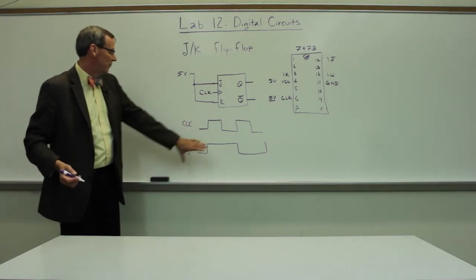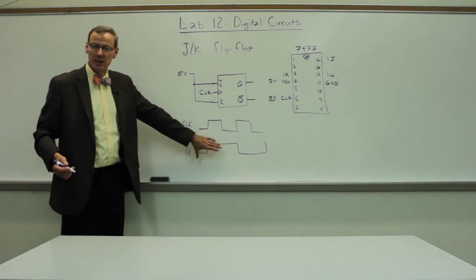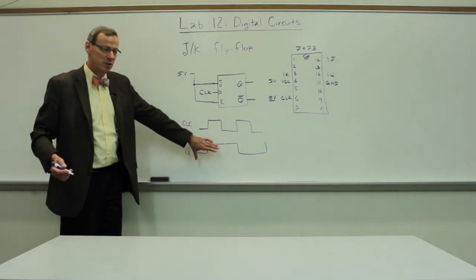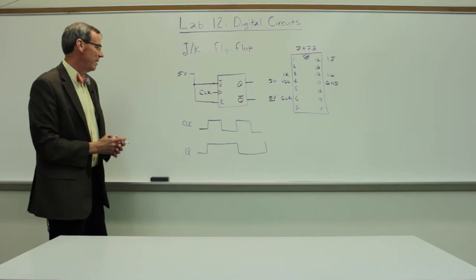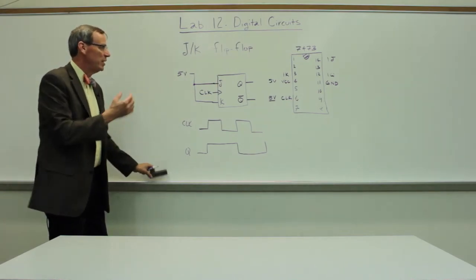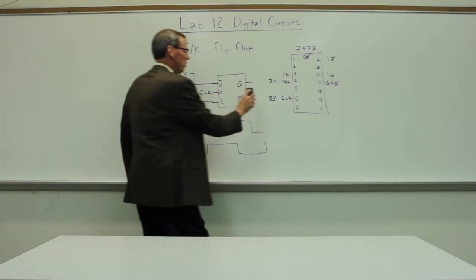So the JK flip-flop is used as a frequency divider here. The frequency goes to half of what it was, the period doubles. We're going to be using it in that particular state. We can keep going with this. We can remove this chip now.